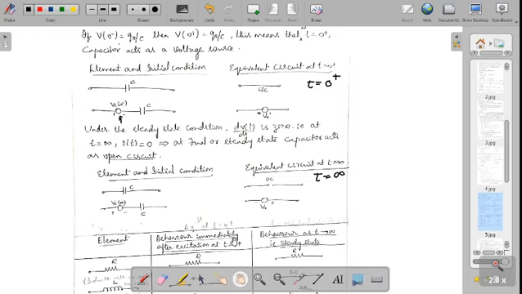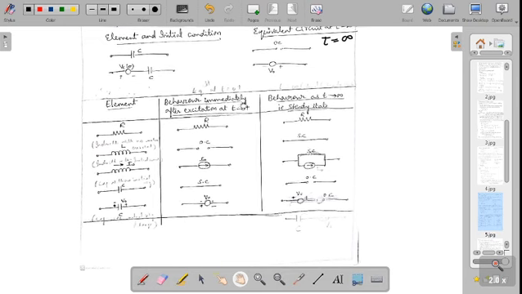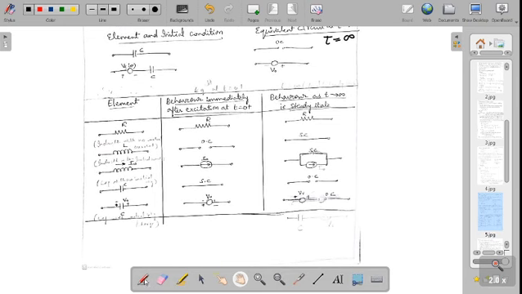Now, let us recap all this in a single table. If there is a resistor at time 0 plus, what is the behavior of the circuit after excitation, that is after the switch is closed? It behaves as the resistor itself. At time t is equal to infinity, again it behaves as what? Resistor itself. Remember, only for resistance does it behave as a resistor at t is equal to 0 plus and at t is equal to infinity.